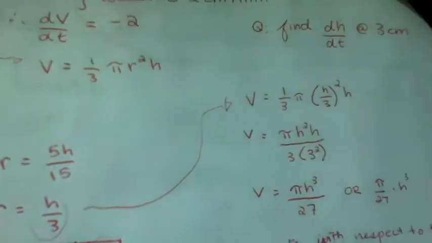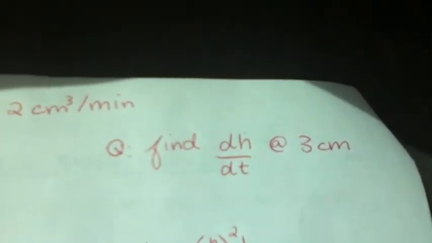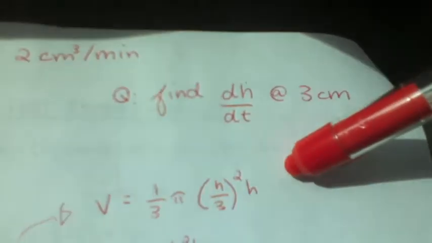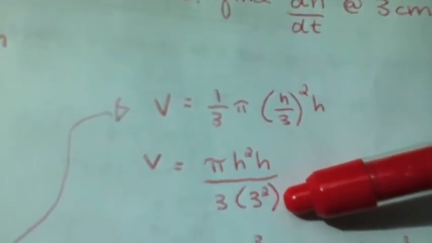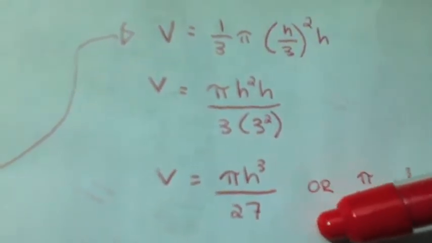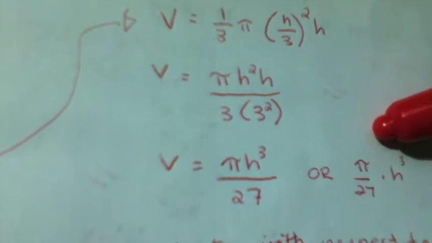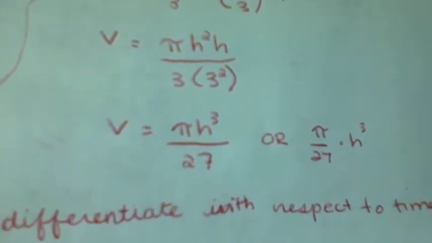We go to plug that back into our volume equation so that we have it all in terms of h. So, plug it in for r, and from there it's just expanding until you finally get pi h cubed over 27, or pi over 27 h cubed, which is easier when you differentiate it.